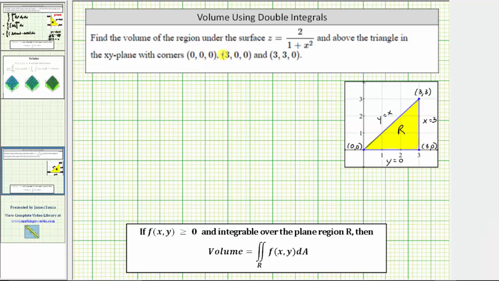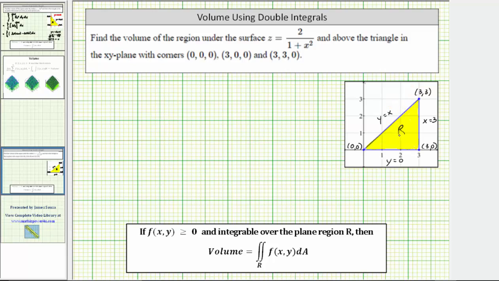Find the volume of the region under the surface z equals 2 divided by the quantity 1 plus x squared and above the triangle in the xy plane with the given corners. Notice how for these 3 points the z coordinates are 0, which means these 3 points are in the xy plane. If we plot these 3 points, it forms the triangle shown here on the right.